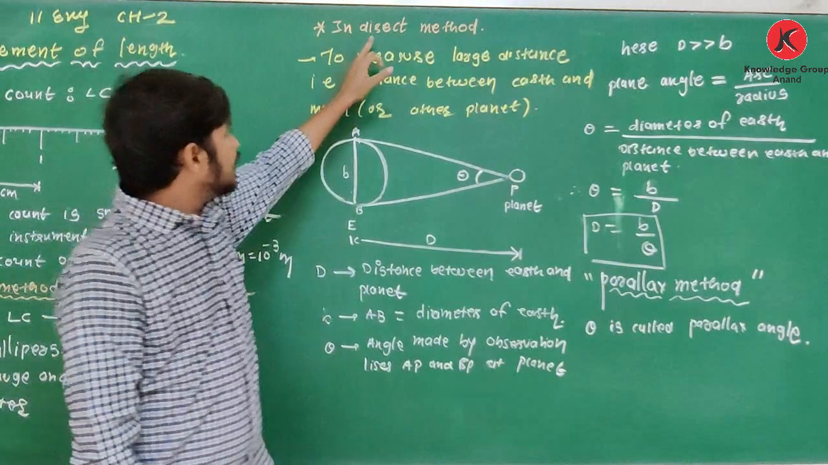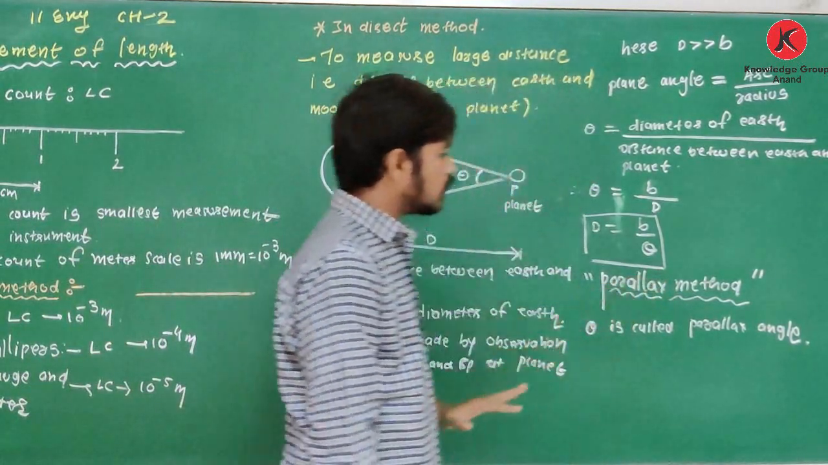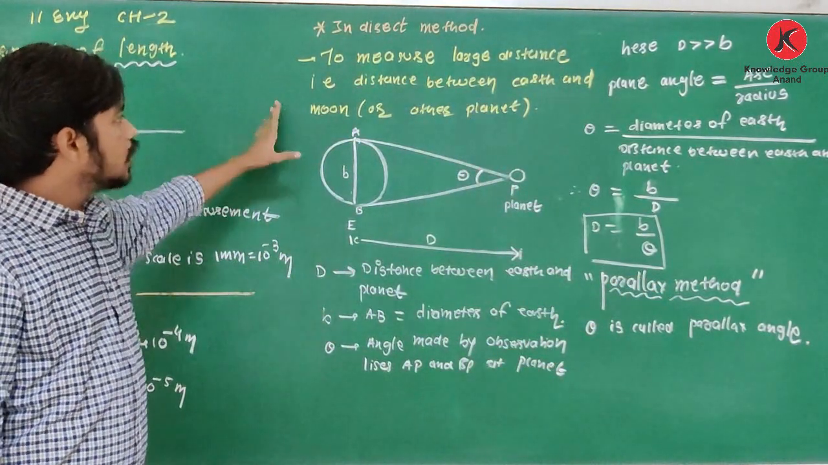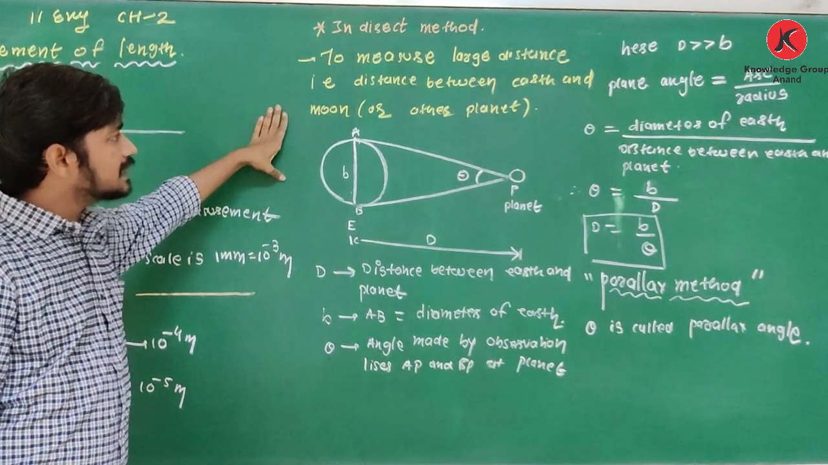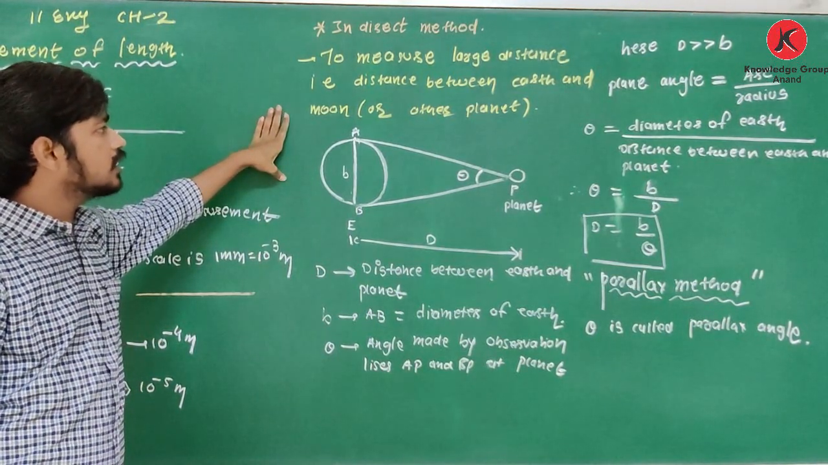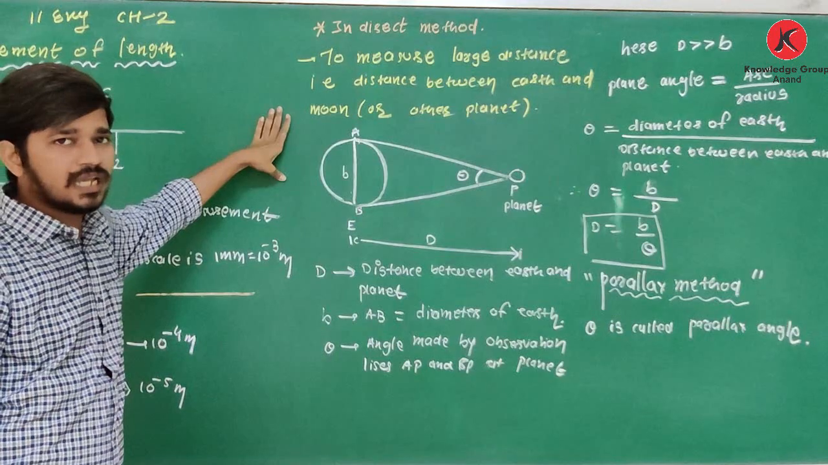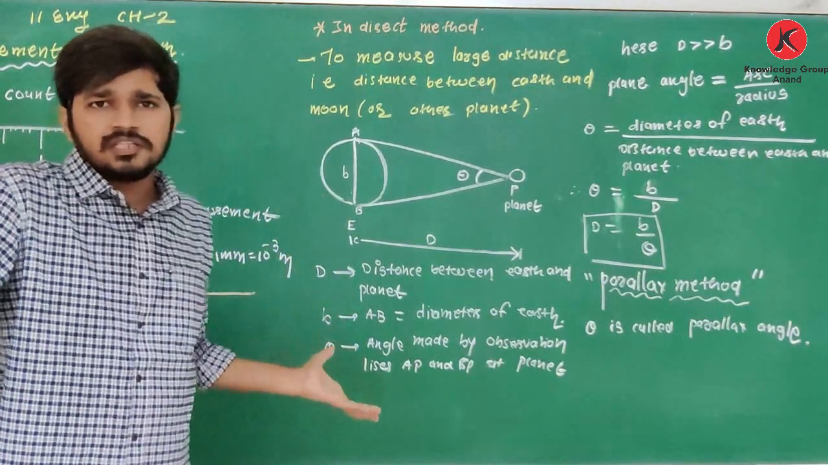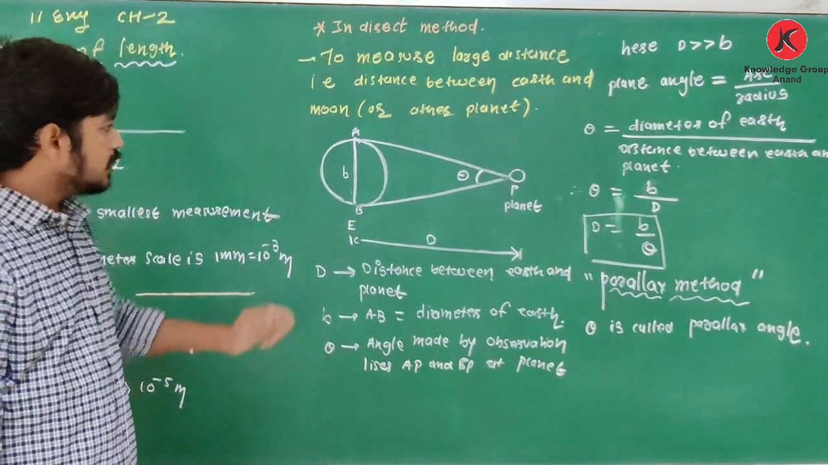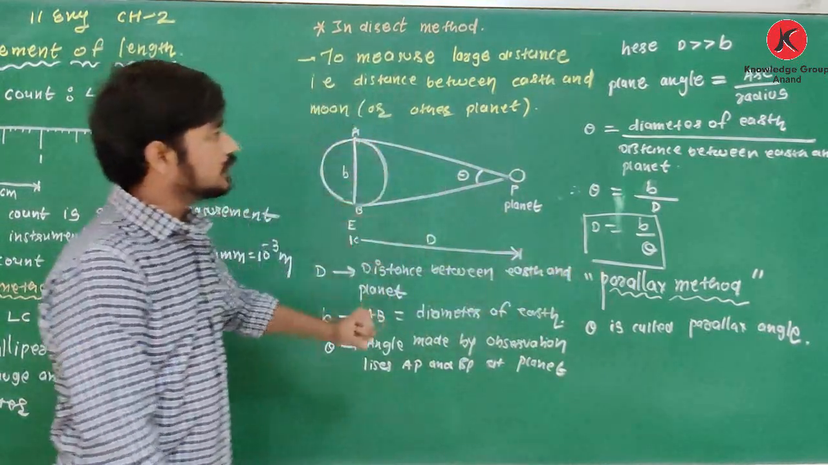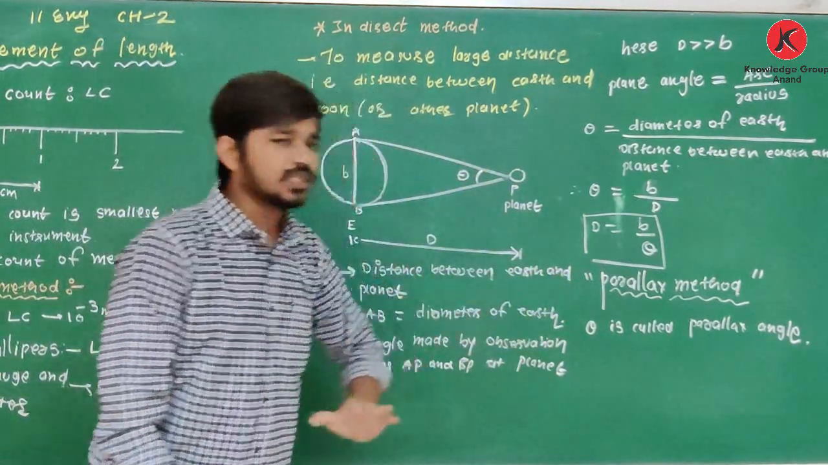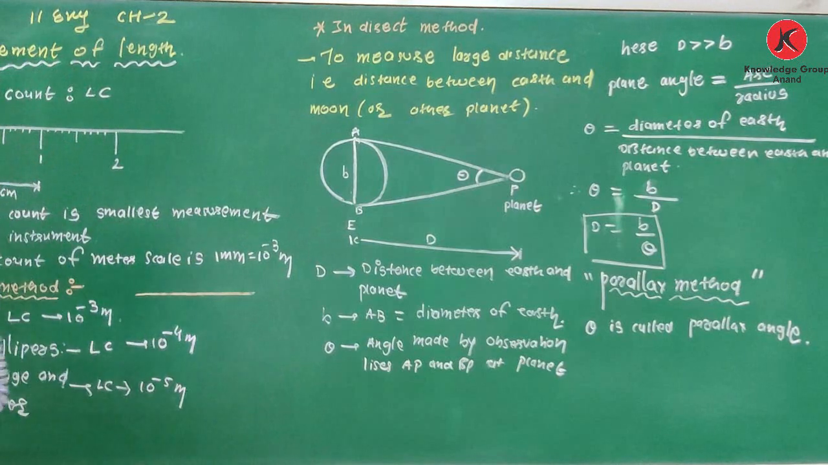So yes, this indirect method, which is called the parallax method, is used to measure large distances, that is the distance between Earth and planet, or Earth and moon, or Earth and sun, or whatever, Earth and Mars. Clear about this? So yes, for 2 marks it is one important question.